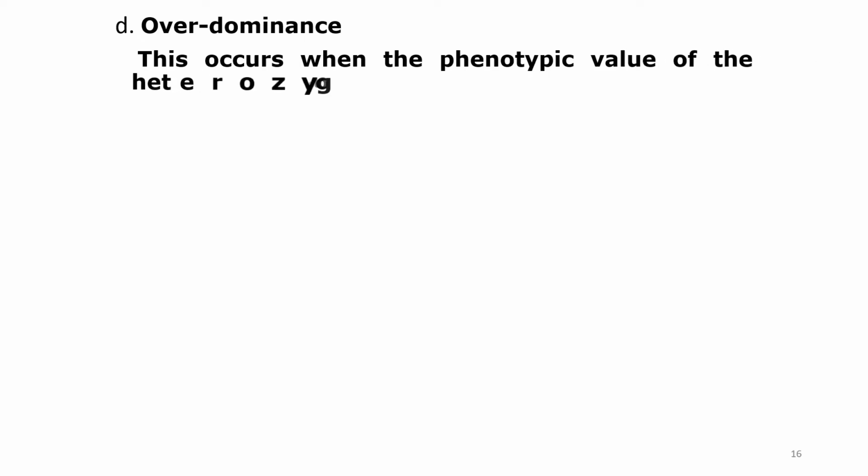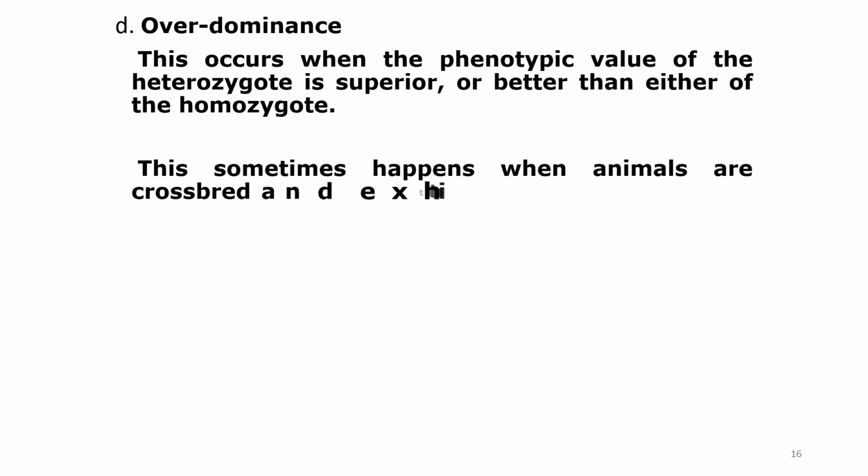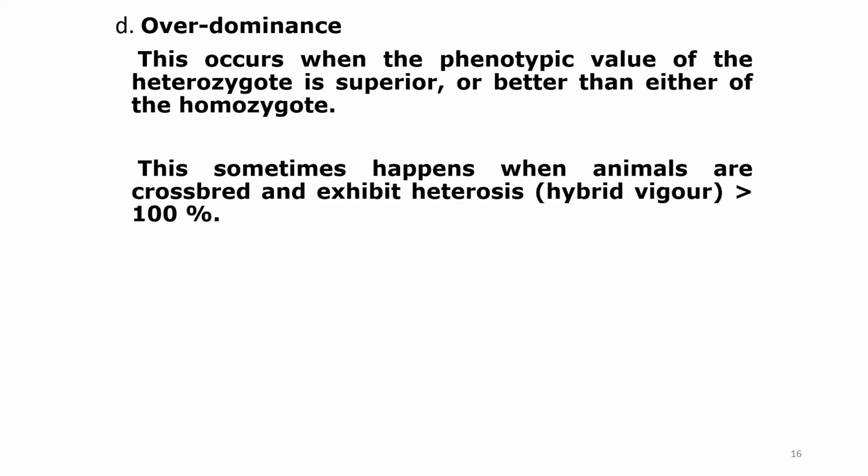Then the final one is known as overdominance. And overdominance occurs when the phenotypic value of the heterozygote is so superior that it's better than either of the double homozygotes, either in the dominant state or in the recessive state. So this sometimes happens when animals are crossbred and they exhibit heterosis, or what is known as hybrid vigor, that is more than 100%. Then we have a case of overdominance.